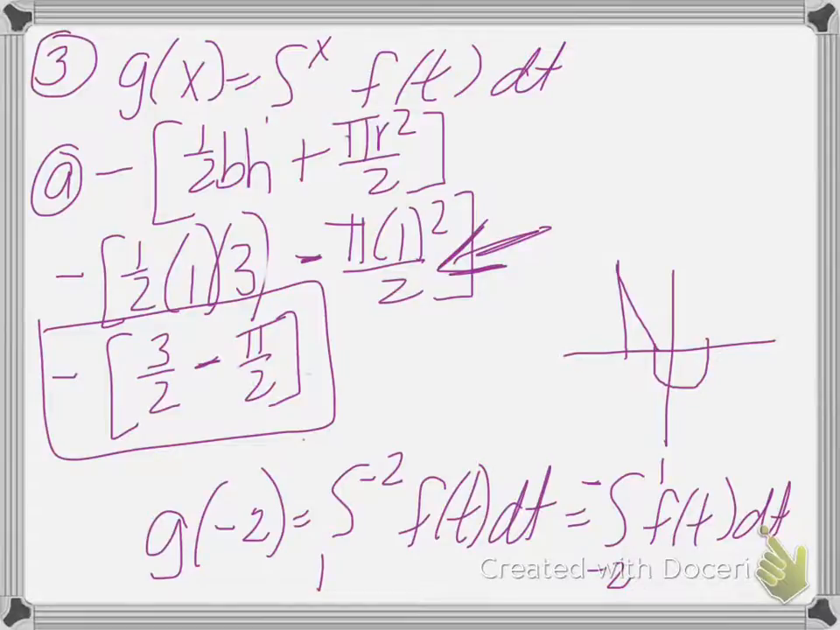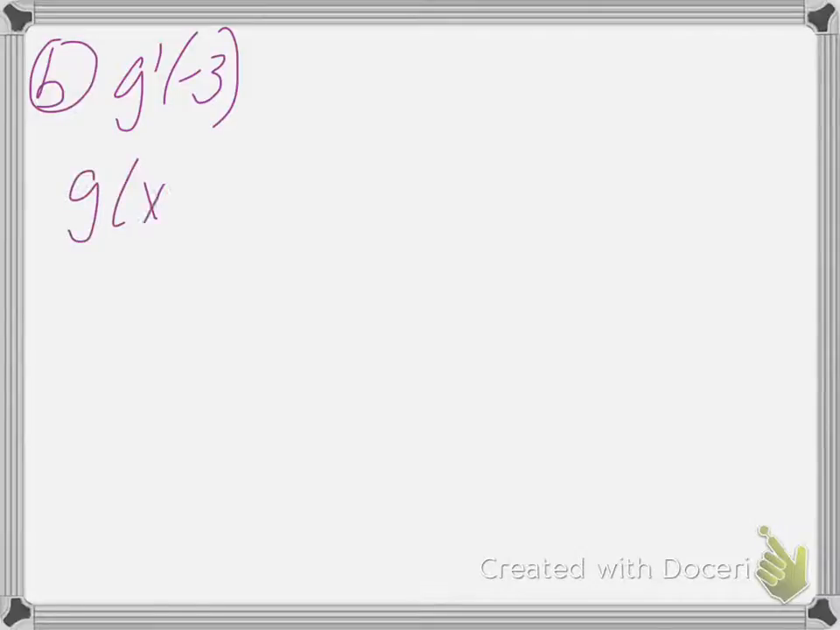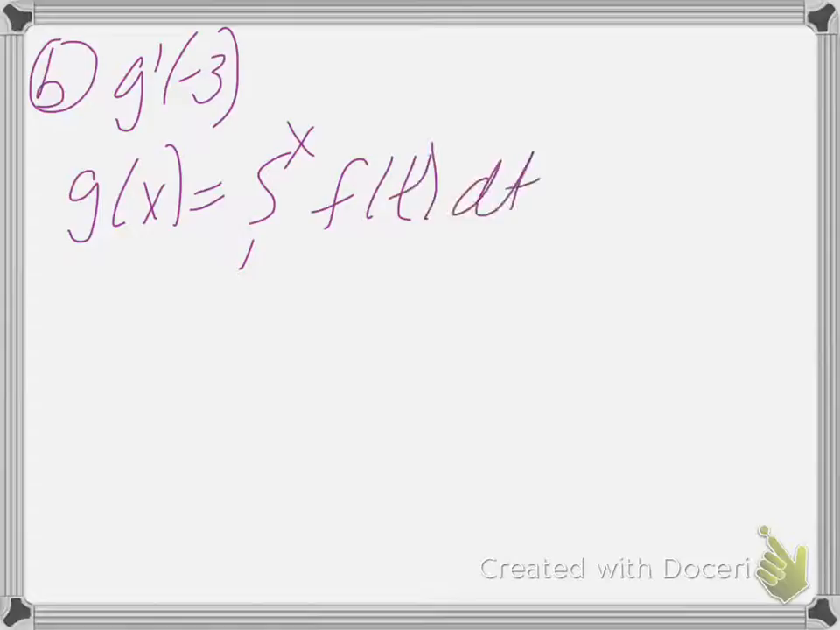Okay, let's go to part B. We need g prime of negative 3, and if it doesn't exist, then we have to say that. Okay, so we know that g of x equals this. So if I want g prime, I'm going to take the derivative of each side.